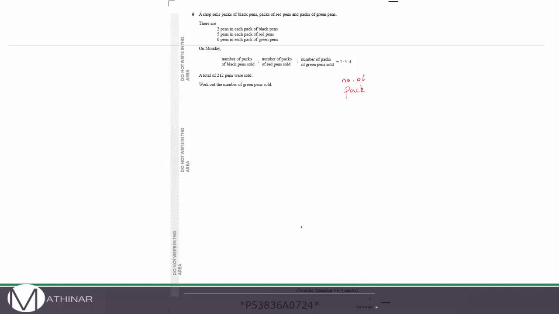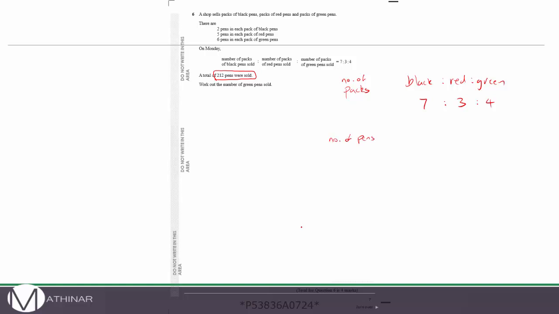Number of packs. Okay, so that's black to red to green. So the number of packs of black to red to green are in the ratio of 7 to 3 to 4. But this question is not talking about the number of packs, it's talking about the number of pens. So we need a separate ratio to work out the number of pens.